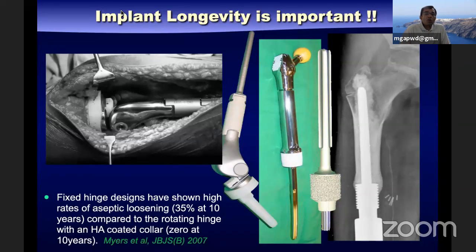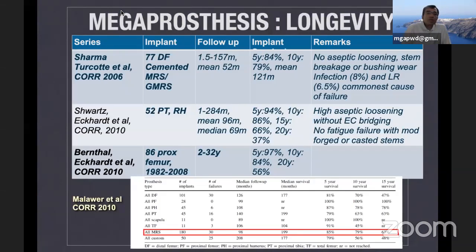There are studies which have shown that a rotating hinge is better, and the second factor is extracortical bridging, which means that you must get bone formation between the collar of the implant and the bone that effectively seals off the cement mantle and reduces the chance of aseptic loosening. So if you had a rotating hinge and if you had an extracortical bridging, then the chance of getting aseptic loosening is very small.